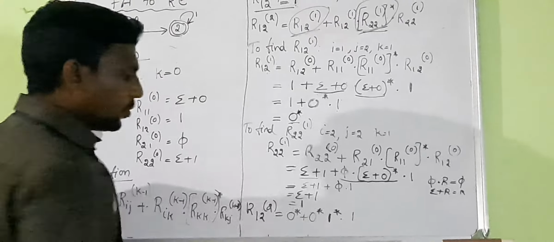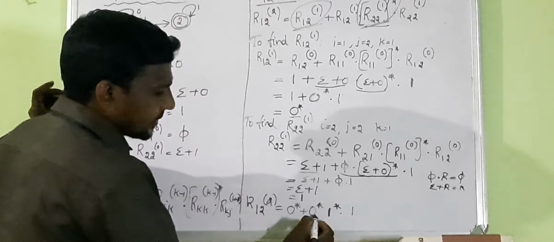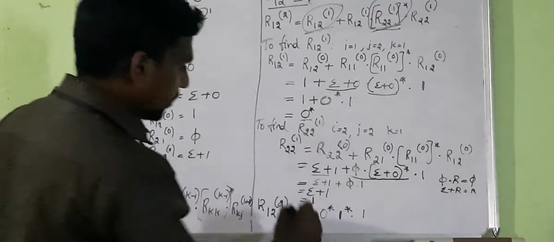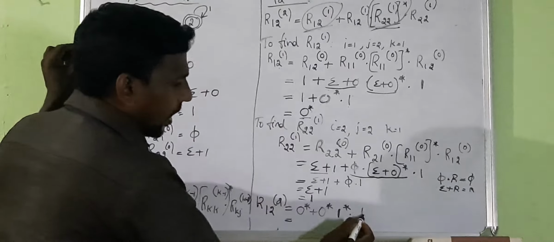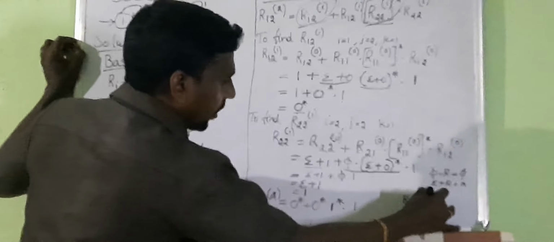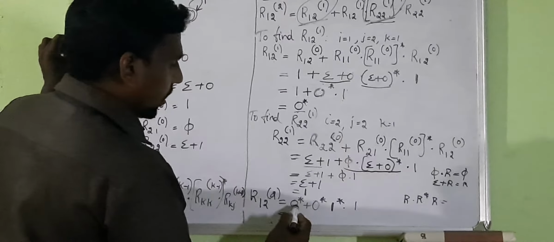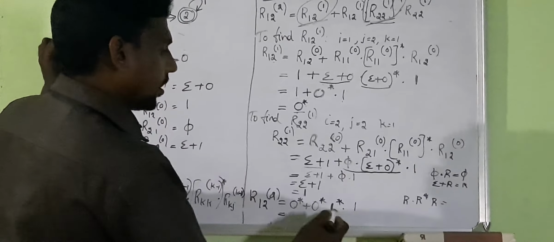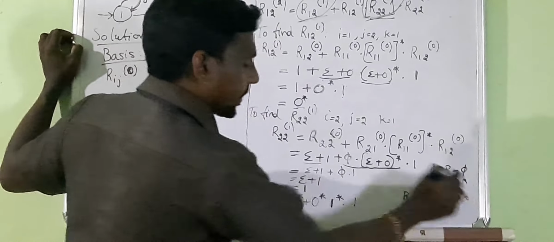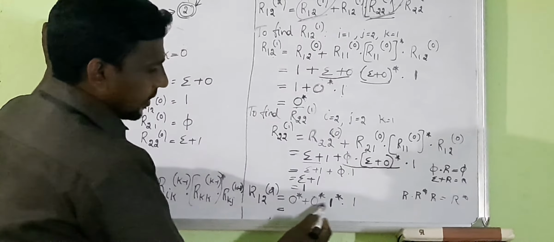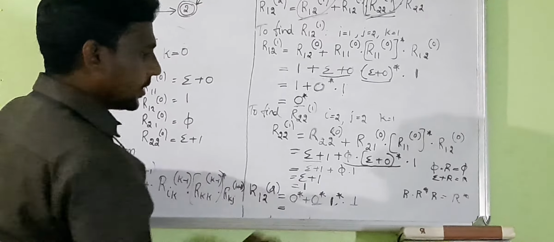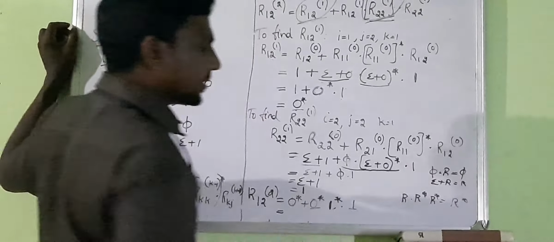Okay, now we have to minimize this. Okay, see this is like 0 star 1 1 star, 0 star 1 1 star. This is like r into r star r, or r plus r star r into r star r. The answer is r star. The answer is r star. Okay, so here it is r star, r into r star r. This is r star, right? So the answer is r star.